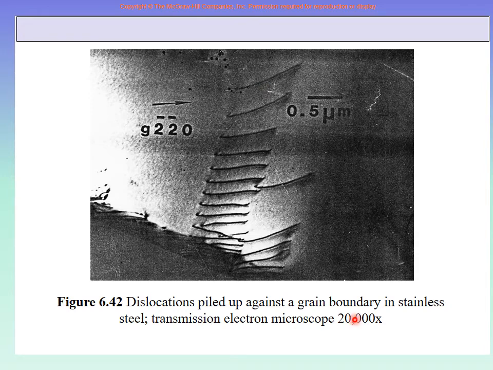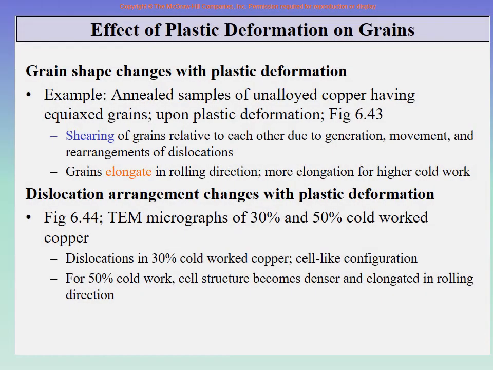And if you see 20,000 magnification, this X means how much magnification there, 20,000 times. So, normal camera, normal photograph, this is 20,000 times bigger than that. Therefore, you can see very, very small things inside.